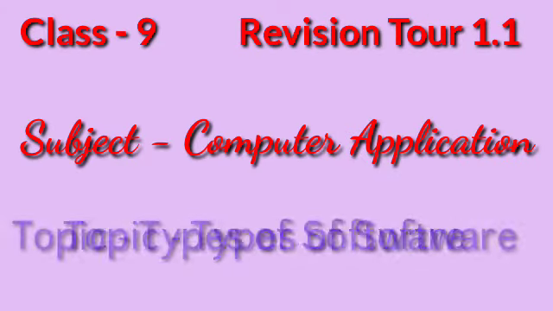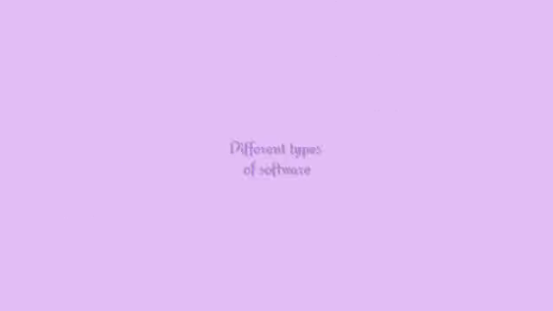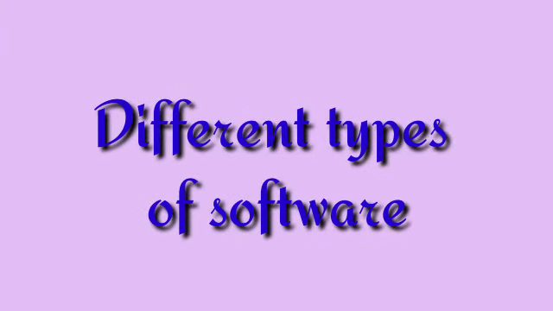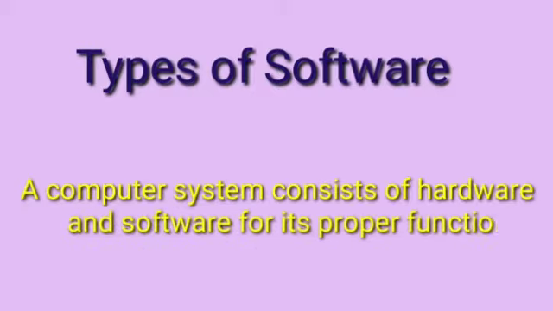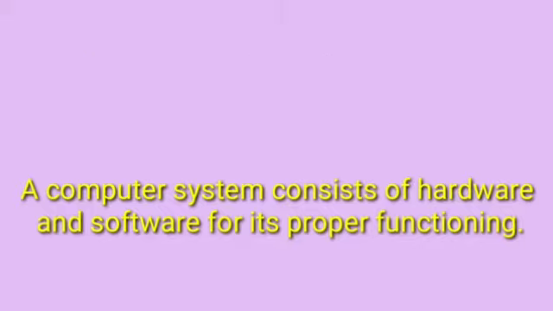So let us today revise the different topics which will help you in your upcoming periodic test. So the first topic we are going to discuss is types of software. A computer system actually consists of two components, hardware and software, for its proper functioning. So to work on a computer we need both hardware and software devices of the computer.